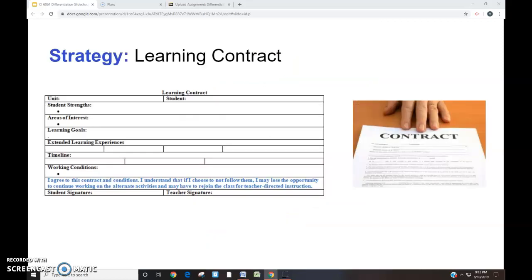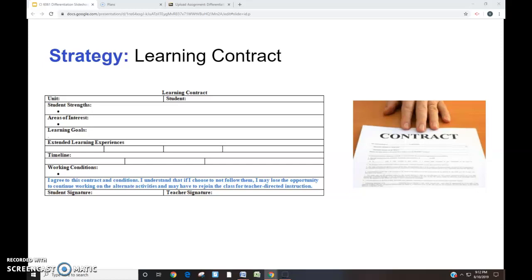Another strategy is the learning contract. These can be used by teachers also to differentiate. Contracts are agreements between the teacher and the student that showcase the learning and activities that the student will complete during the unit. Key components are student name, unit, strengths, areas of interest, learning goals, extended learning experiences, timeline, working conditions, and a space for signatures.